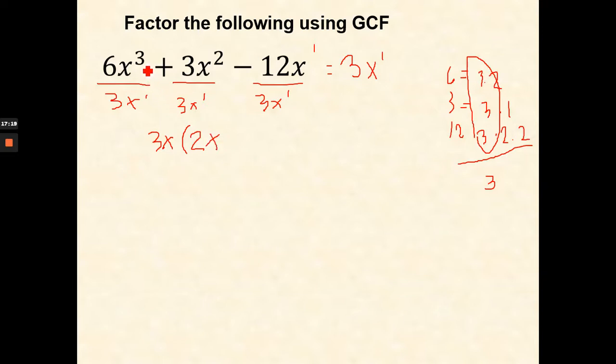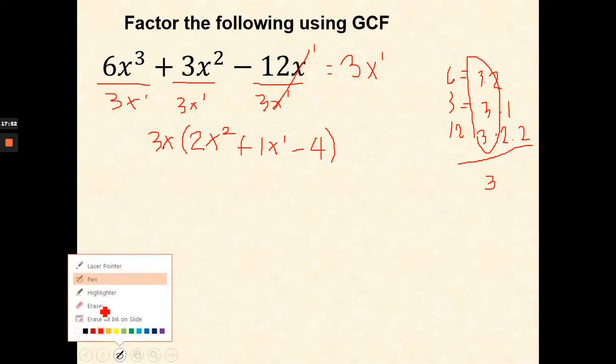X, you're going to subtract the exponent. 3 minus 1, that is 2. Plus 3 divided by 3, that is 1. X, 2 minus 1, that is 1. Minus 12 divided by 3, that is 4. 1 minus 1, that is 0. So, no more x here. Okay? So, that is now the factor.